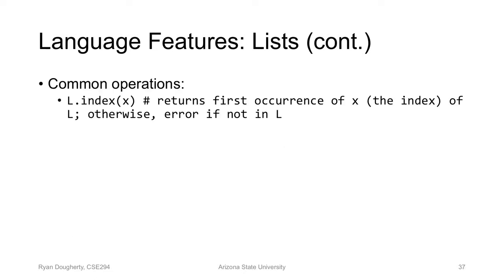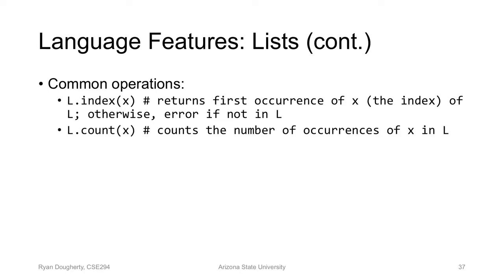Some other operations. A really cool one is index of a particular element. It'll return the first index of x in the list. So you don't have to do a for loop and have a counter for when you hit the element and then get out of the loop and all that. So index takes care of that for you. It'll return the index of x if it exists in L.